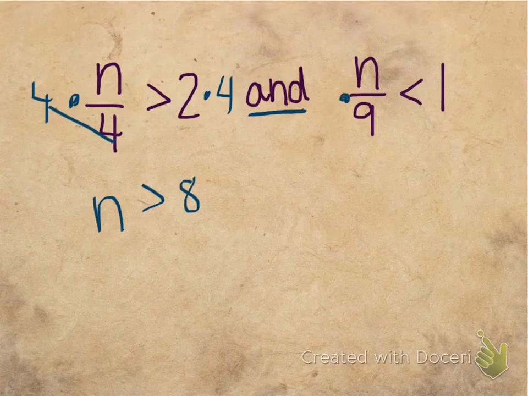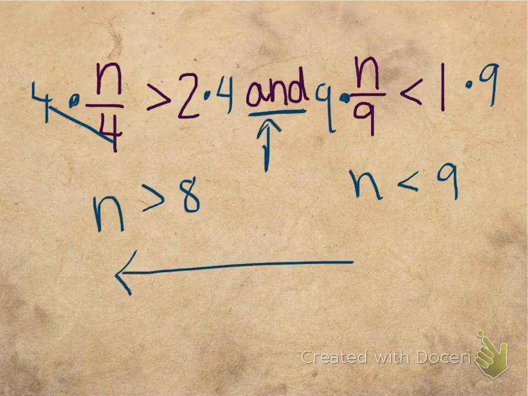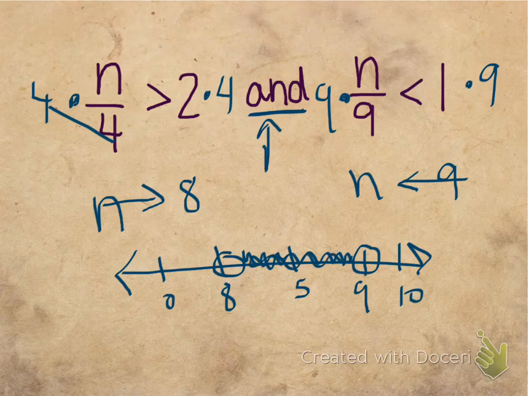On here, multiply by 9. So n is less than 9. And it is an AND inequality, so that's kind of important to note. So now I'm going to go ahead and graph these. Luckily, they're both facing the correct direction. So if I put some numbers on, I'm going to put an open circle on 8, and I want to shade to the right. I'm going to put an open circle on 9, and this one I want to shade to the left. So there we go, shaded in the middle.